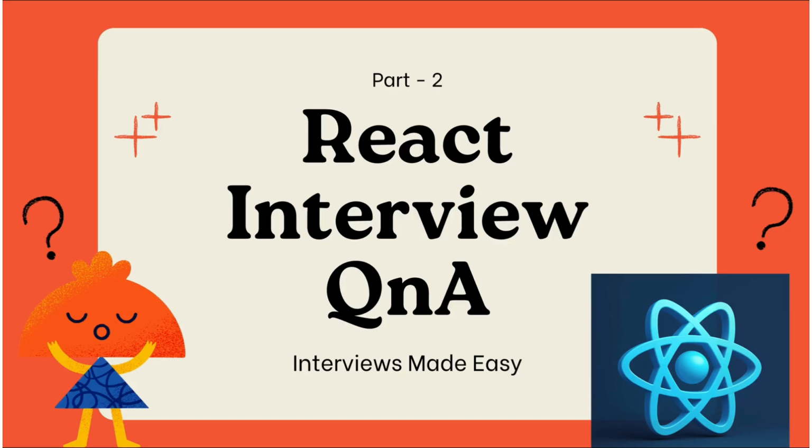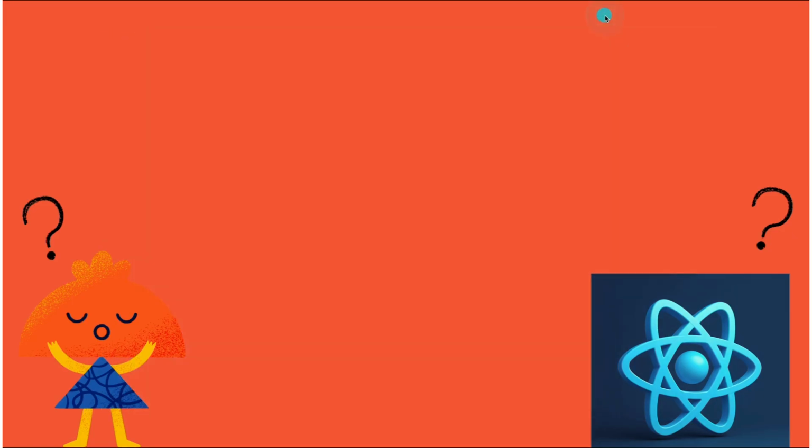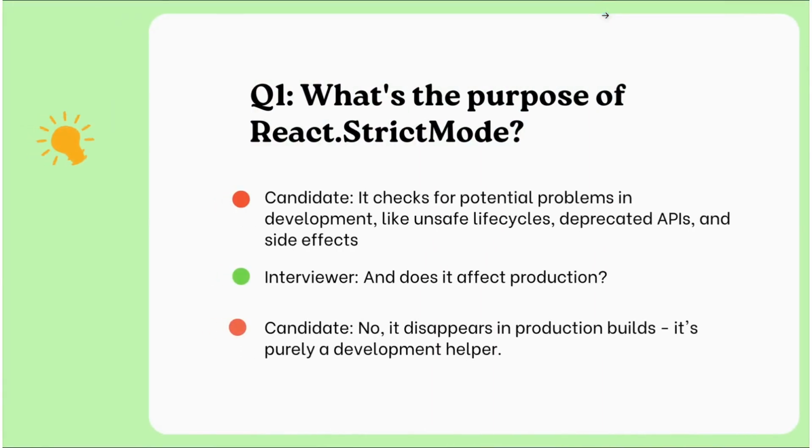All right, what's the purpose of React strict mode? It's like a teacher in strict mode. It checks for potential problems in development, like unsafe life cycles, deprecated APIs, and side effects. And does it affect production? No, it disappears in production builds. It's purely a development helper. Gotcha.